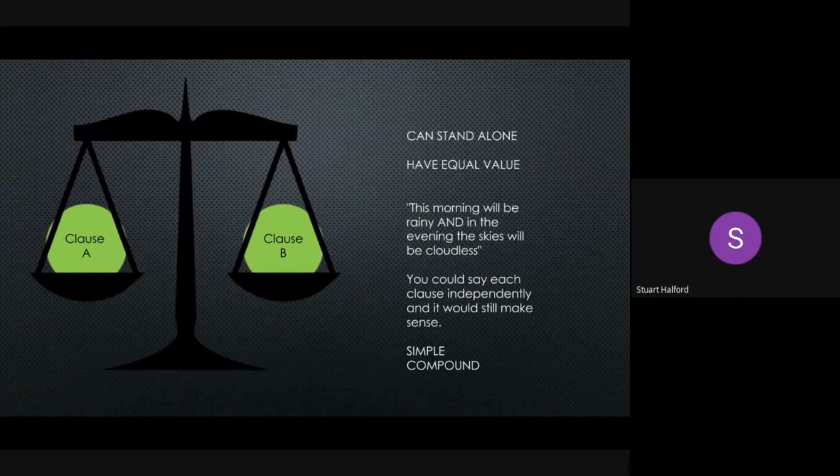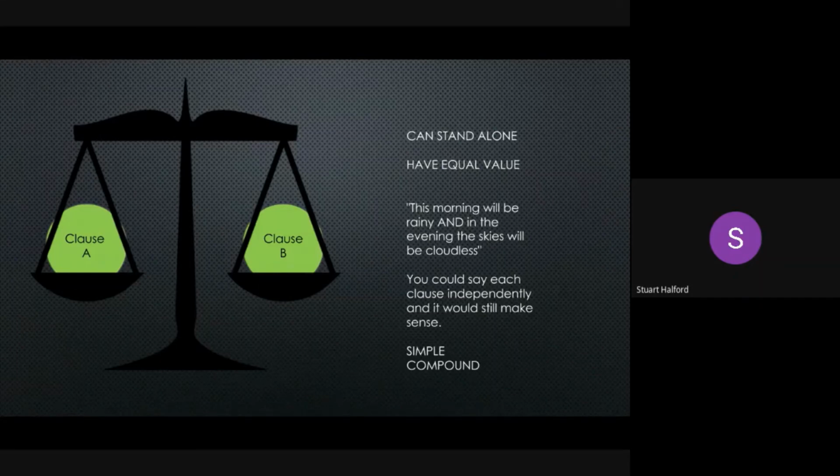And in a coordinated clause, each side can stand alone. They have equal value. So I've given the image there of scales to show that they are balanced. They have equal value. So this morning will be rainy. You could say that. In the evening, the skies will be cloudless. You could say that independently. And they will both make sense.